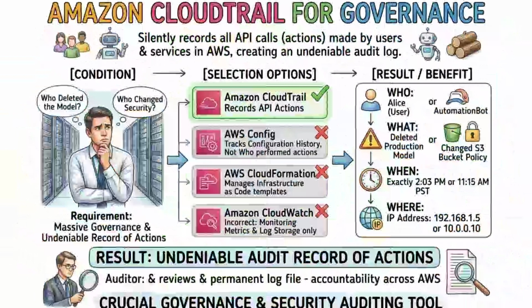If a malicious employee suddenly deletes a highly valuable production model or changes the security settings on an S3 bucket, CloudTrail will tell you exactly who did it, at what exact time, and from which specific IP address. Recognizing CloudTrail as the ultimate governance and security auditing tool is absolutely critical for any AWS certification exam.